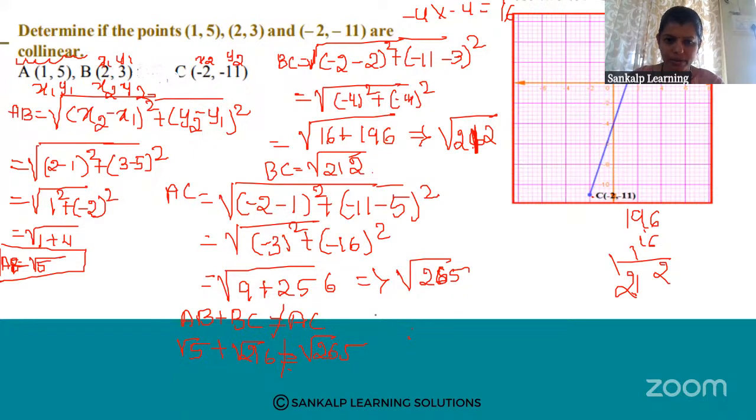Therefore, A, B, C are not collinear. If we consider this is A, B, C, so A, B, C are not collinear. If it satisfies this condition, then only it is collinear. But here it is not satisfying this condition, that is AB plus BC is equal to AC. Therefore these 3 points are not collinear.